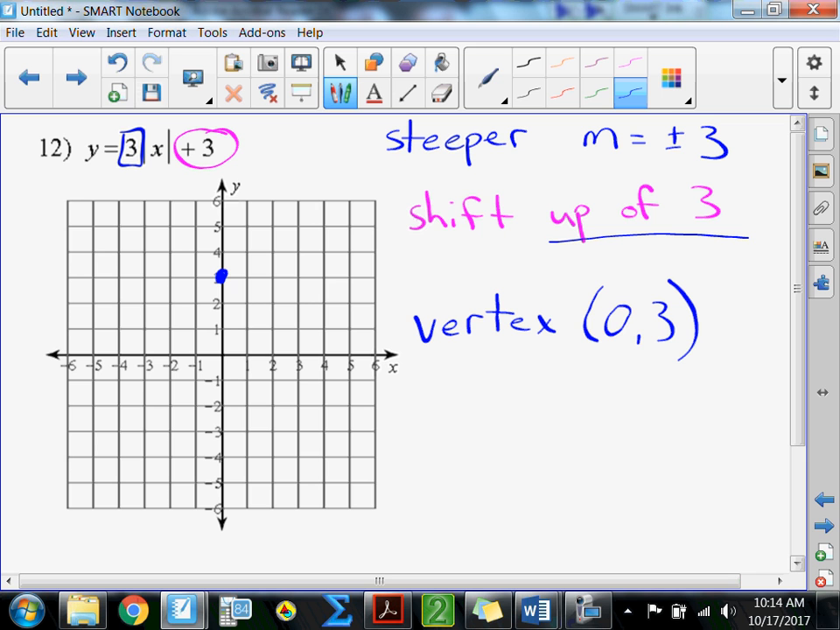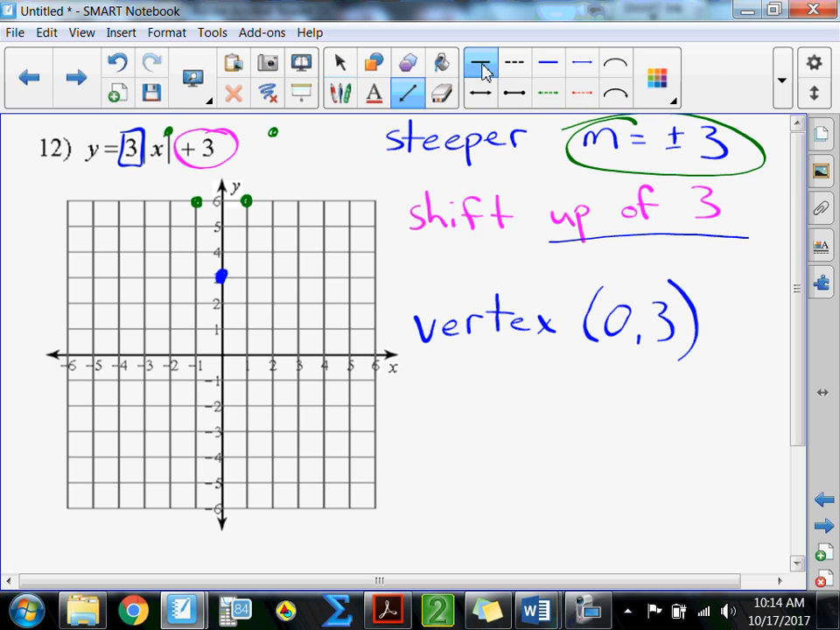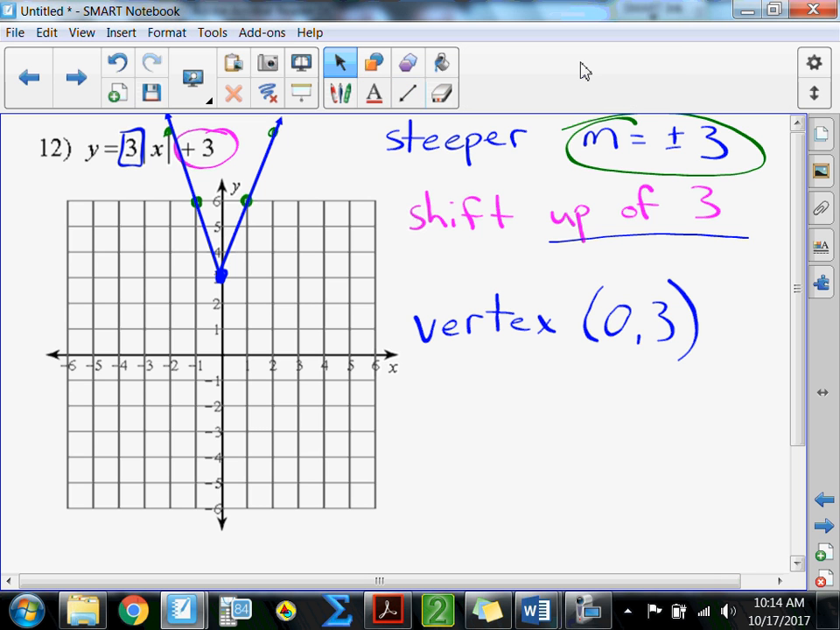So that is based on the plus 3 at the end. We shifted the entire graph up 3. My steepness means that I have a slope of positive and negative 3. So I circled those. So from my vertex, I'm going to go up 3 and over 1 on both sides. If I had more space in my graph, I could keep going and make that graph. So it still has a V shape. It's 3 times as steep, and the plus 3 at the end means I shifted my whole graph up 3 units.